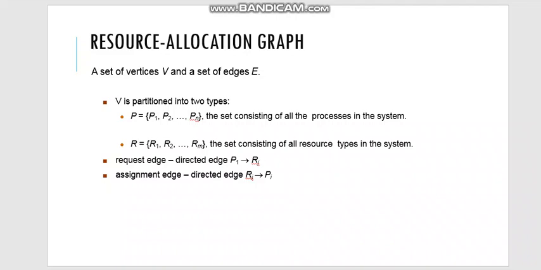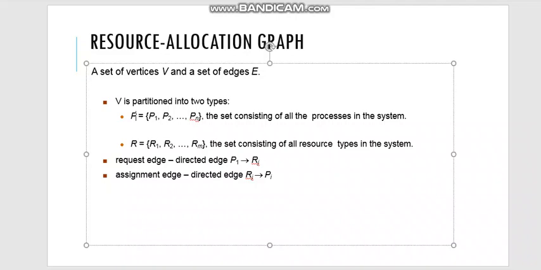So V is partitioned into two types. Processes are vertices, and P consists of all the processes in the system. Then there is a resource set R, which is also given as vertices but represented as R. R is nothing but the resources of the system. Then there can be two kinds of directed edges: a requesting edge is directed from process to resource, and an assignment edge is directed from resource to process.